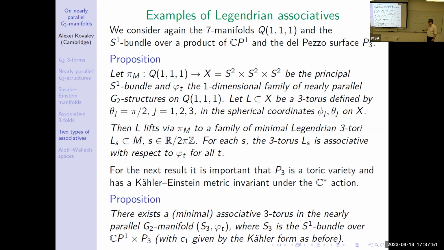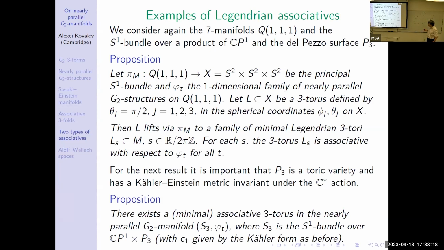As before, the actual class of the bundle is given by the Kähler forms. Take a generator of the second cohomology of CP1, and we get the Kähler form of the Kähler-Einstein metric on the Del Pezzo surface, which then happens to be an integral class.